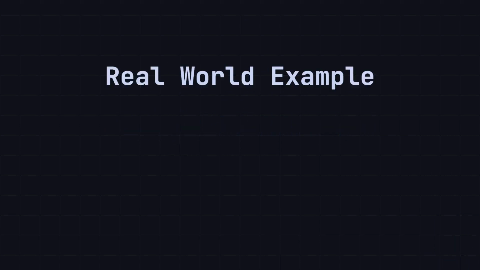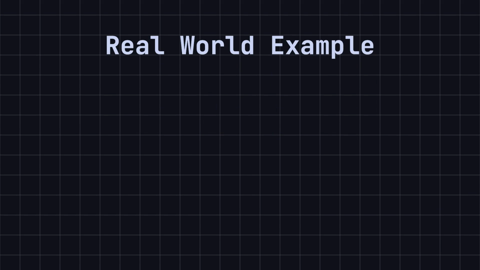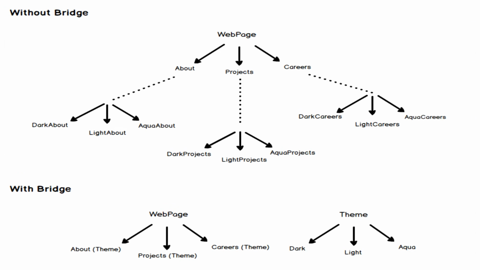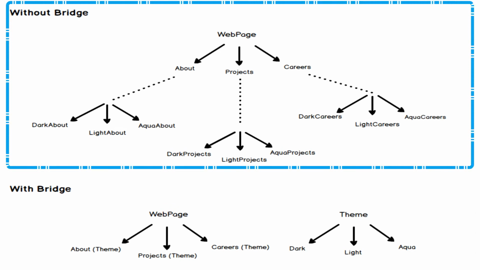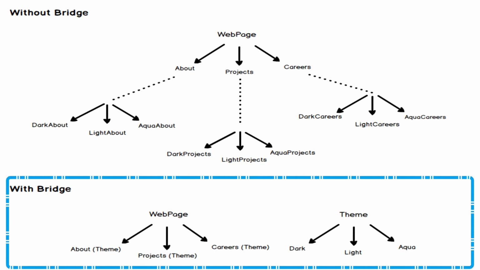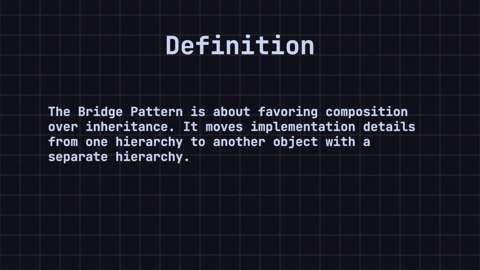Imagine you have a website with different pages, and you want to allow users to change the theme. What would you do? Create multiple versions of each page for each theme? Or create separate themes and load them based on user preferences. The bridge pattern allows you to do the latter, that is, create separate themes and load them based on user choices. Simply put, the bridge pattern is about favoring composition over inheritance.